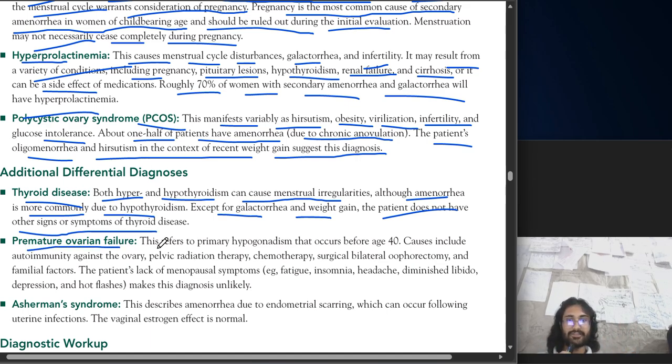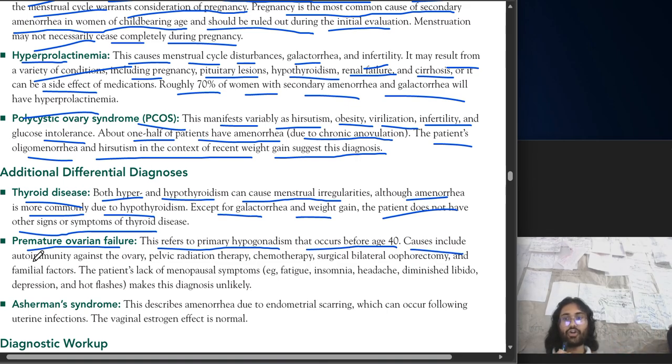Premature ovarian failure. This refers to primary hypogonadism that occurs before the age of 40, but her age is 36. So, premature ovarian failure refers to primary hypogonadism, decreased function of the gonads. Gonads in this case are the ovaries. So, decreased function of the ovaries, but it occurs before the age of 40. So 36 is her age, so yes, there is a possibility of premature ovarian failure.